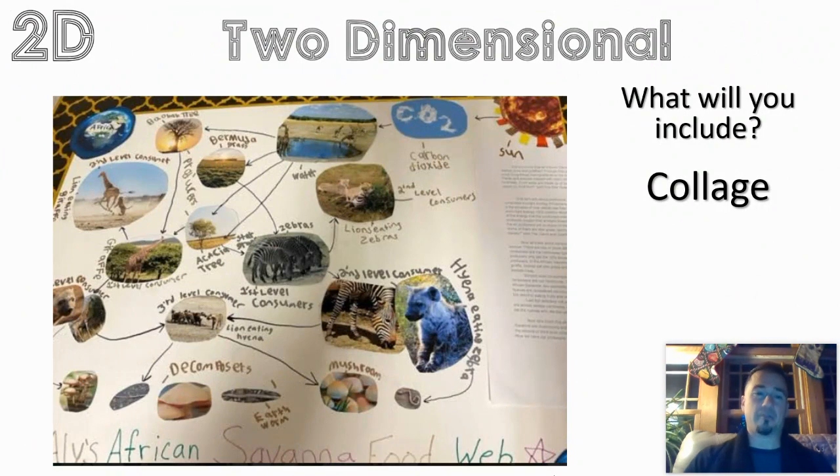You don't have to go 3D though. You can go good old two-dimensional flat artwork. What are you going to include though? So for this one, I'm going to say collage. They must have either printed these photos out or found magazines that they cut up. But this works in that you have all the pictures of these different aspects for, I'd say, consumers and producers.